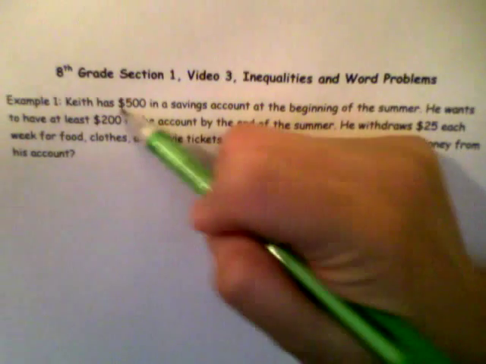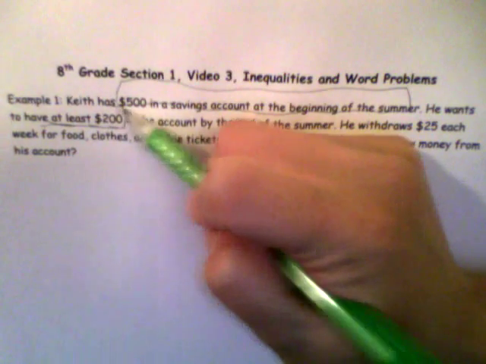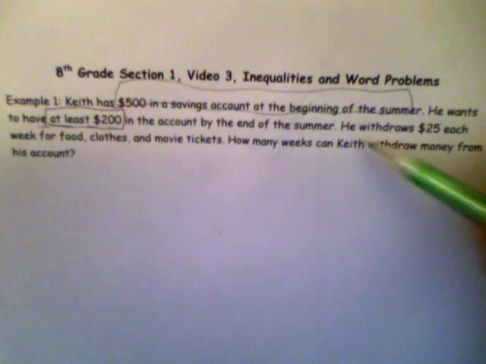So first, I'm going to underline important information. So he has $500 at the beginning of the summer. That's important. So he has $500 to start with. He wants to have at least $200 by the end of the summer. So at least $200 is another important part. My last part is that he withdraws $25 each week. Okay. Now I'm trying to figure out how many weeks can Keith withdraw money from his account.